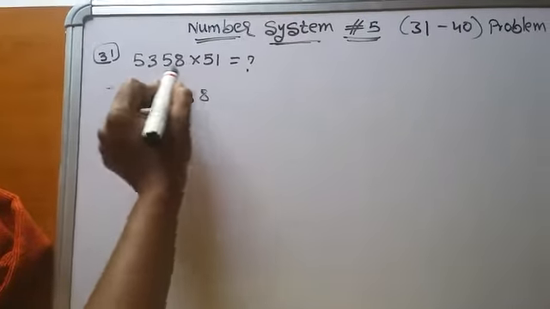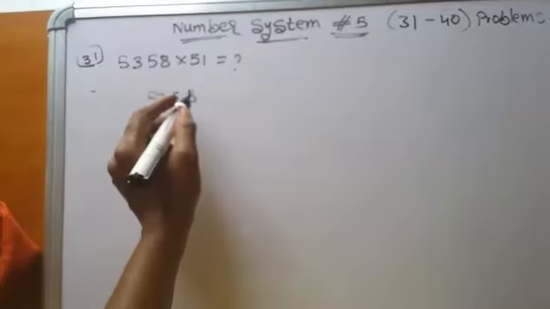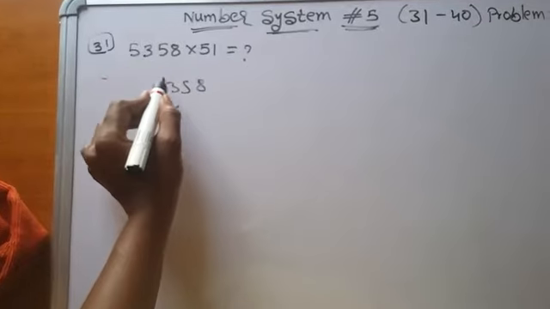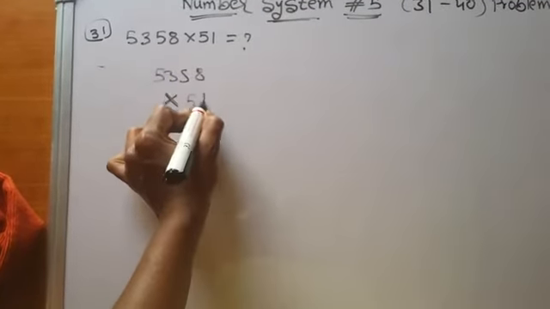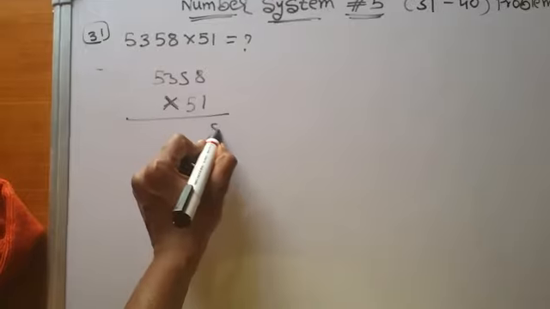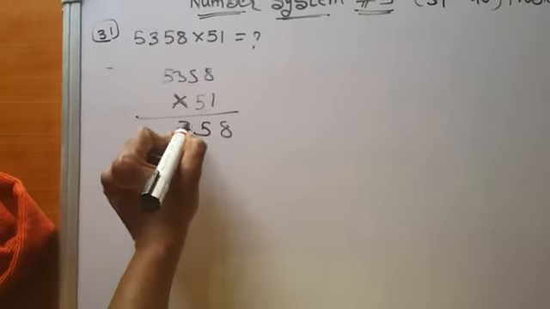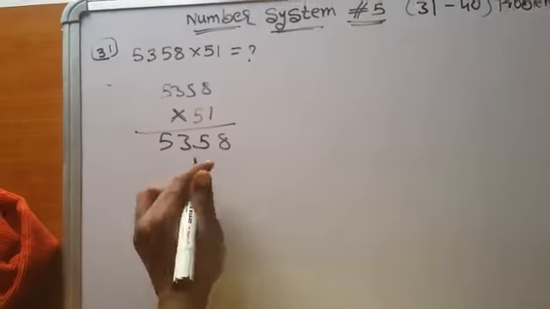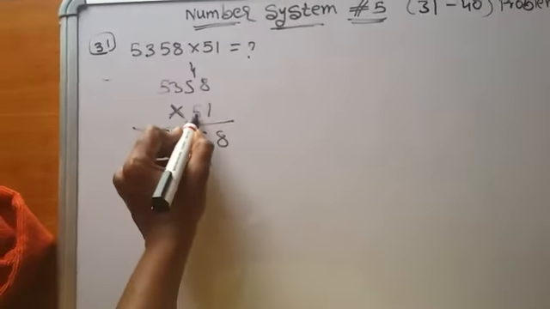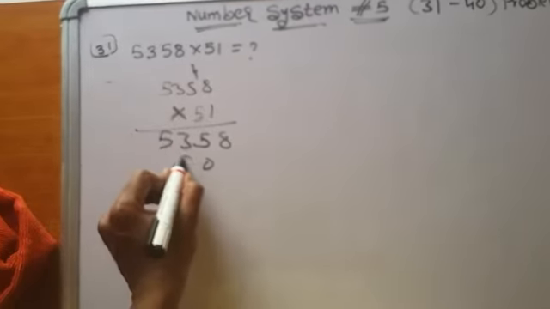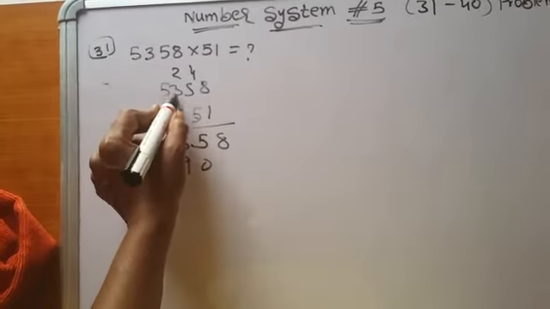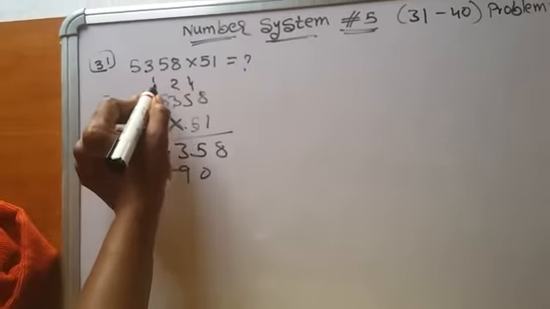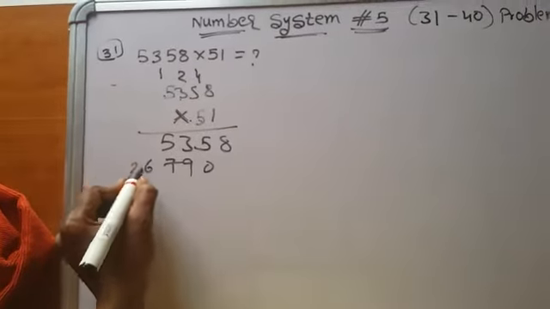First one of this video, 5358 into 51. You know very well how to calculate multiplication. Let us solve this. 1 8 is 8, 1 5 is 5, 1 3 is 3, 1 5 is 5, 5 8s are 40, 5 5s are 25, 25 plus 4, 29, 5 3s are 15, 15 plus 2, 17, 5 5s are 25, 25 plus 1, 26.